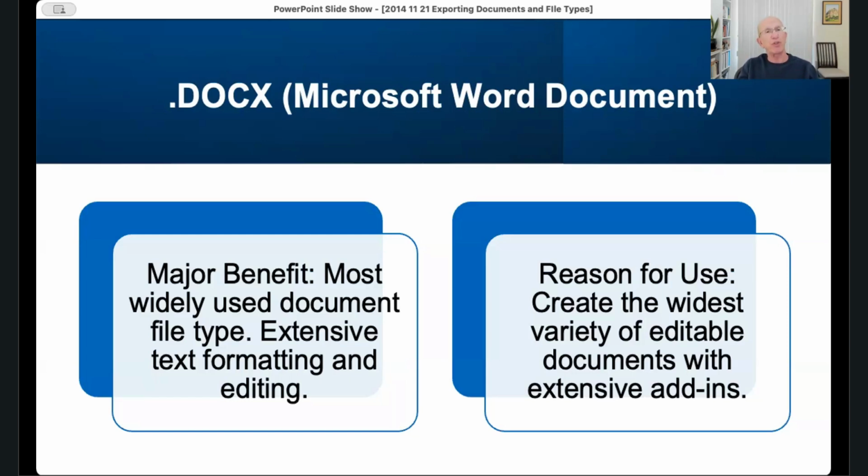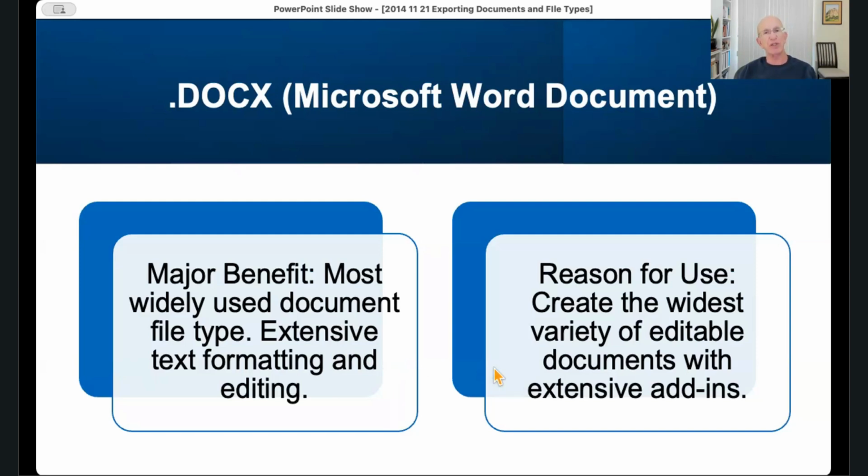So when your computer sees a .docx after a file name, it knows that it's a Microsoft Word document, and if you have software on your computer that can open it, it'll use that software to open it. And other software besides Microsoft-made software can open up .docx type files. It's the most widely used document file type. It has extensive formatting and editing tools.